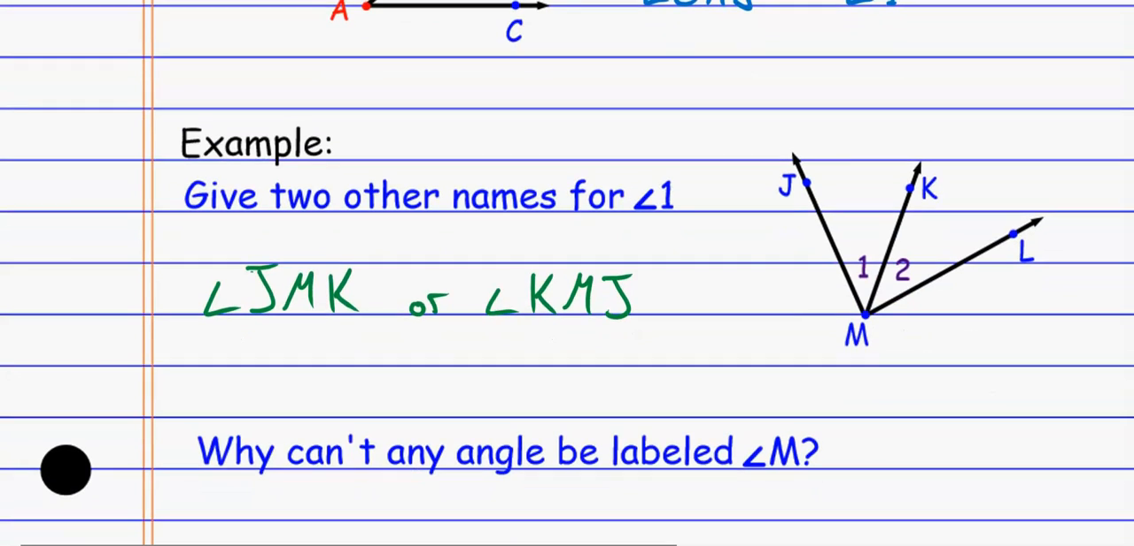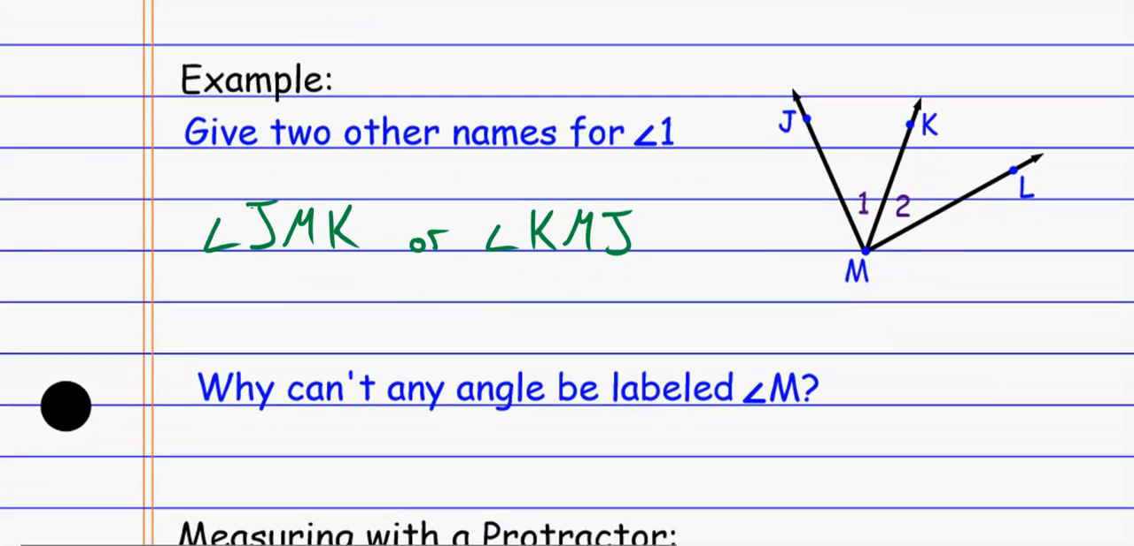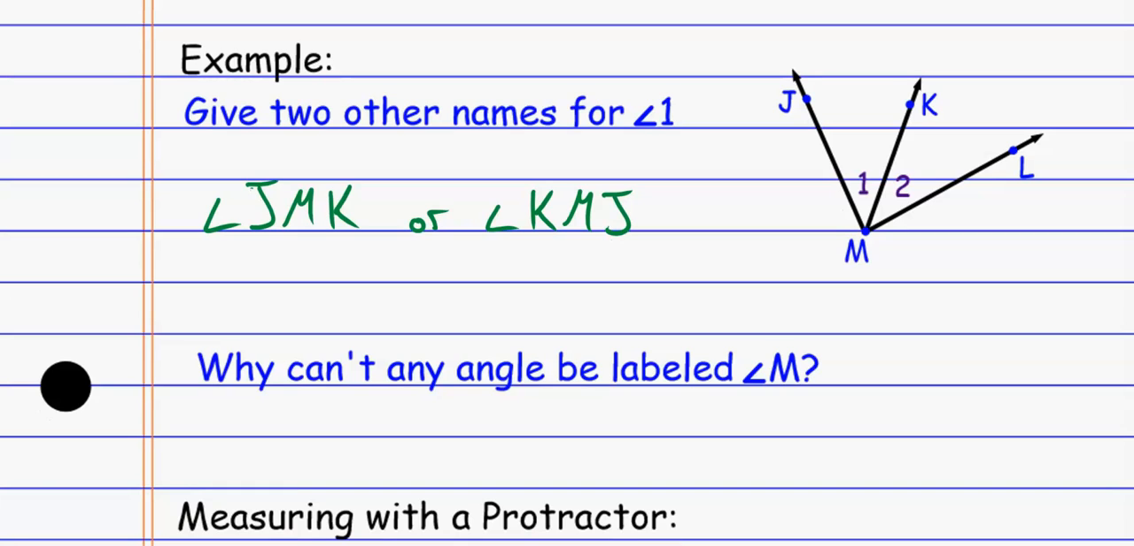And then here, why can't I use the label M? Why can't I just call it angle M? Well, look at it. If I said angle M, which angle am I talking about? Am I talking about angle 1? Am I talking about angle 2? Am I talking about angle JML? All right, it's not clear enough. It's not specific enough. And so when we look at this, saying angle M, well, there's more than one angle at M.